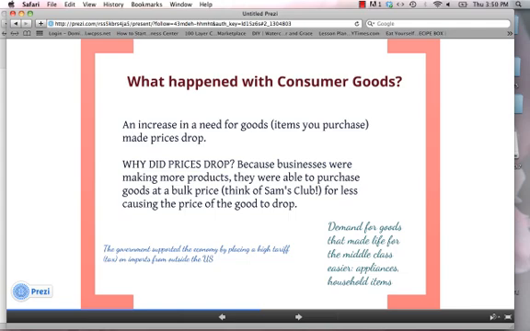Also, when they're making more money, they don't need to bring back as much of a profit per item because they get so much added up with all of the items that are being purchased. The government also supported the economy by placing a high tariff tax on imports from outside the United States. So people saw goods that were purchased from outside the United States as not as desirable because they could get something very similar produced in the United States and was cheaper. Also, the demand for goods was on products that made life easier for the middle class. So now we have appliances like washing machines, refrigerators, and other household items, and that really drove a lot of the economy at this time.